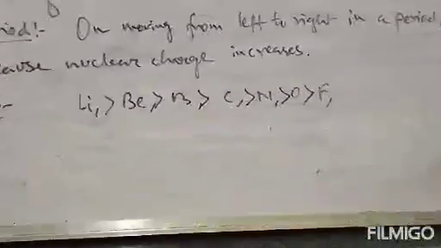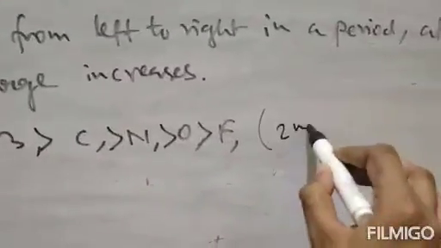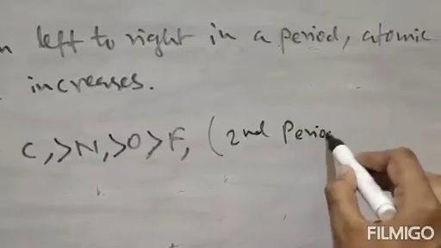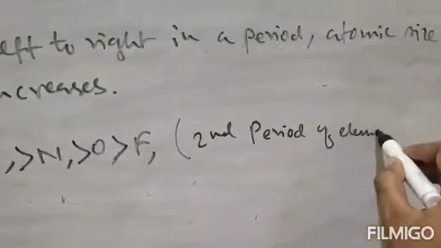So these are the orders. This is the order found in the second period of elements. So this trend is found period wise.